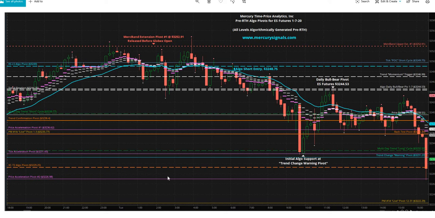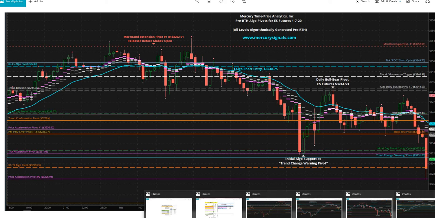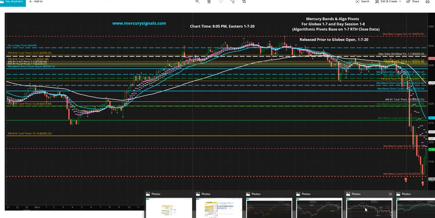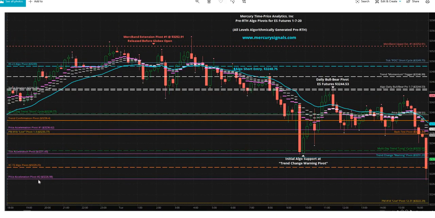Now the initial spike down came right down to this acceleration pivot. Well, what happened after that? Why do we call it an acceleration pivot? Remember, that's 32.26, 32.26.98 to be exact. Then you got this. And where did that happen? Right here, 32.26. When 32.26 broke, right here, price acceleration pivot, identified before the market even opened on the 7th.